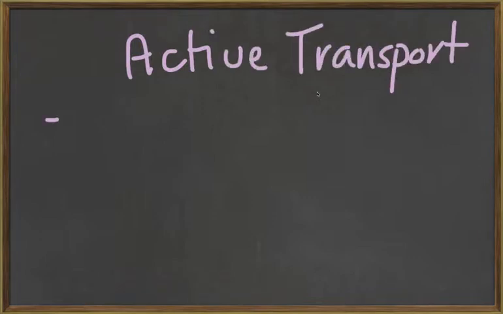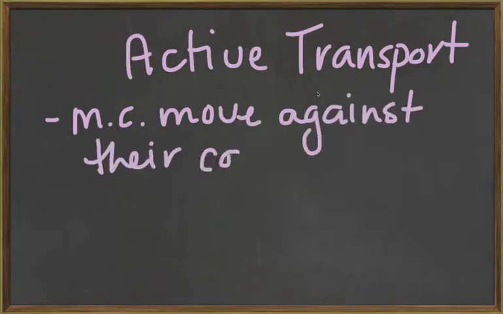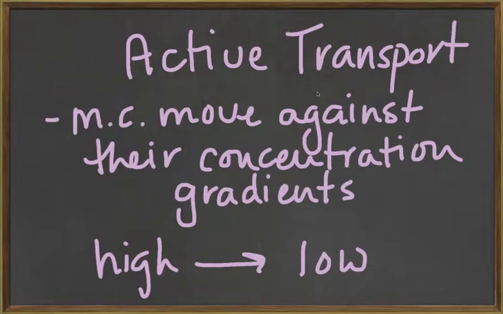The flip side of all of that is now active transport. It's when molecules move against their concentration gradients. No longer are they moving from high down to low, they are now going the opposite way. They are going from low to high. They're going against the flow.